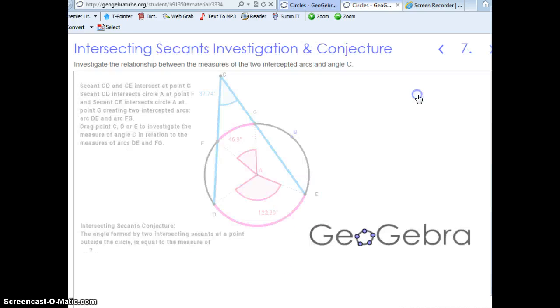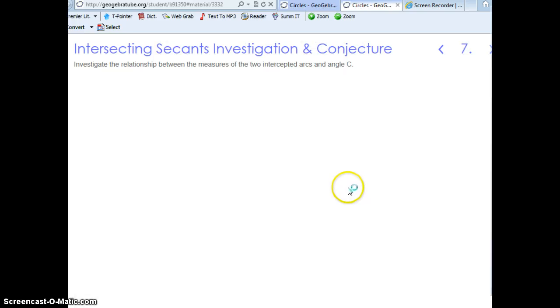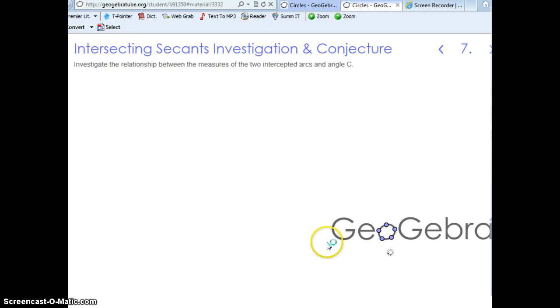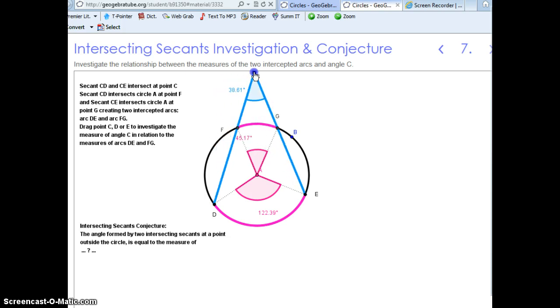So looking at our next file for this, we're going to investigate the secant-secant relationship and see if we can verify that that actually works. So here we have a secant segment, segment EC, and another one segment DC. Again, they both intersect outside the circle at point C. I can move this around. I can move this around as well. I can do anything I really want with those points and change it around.